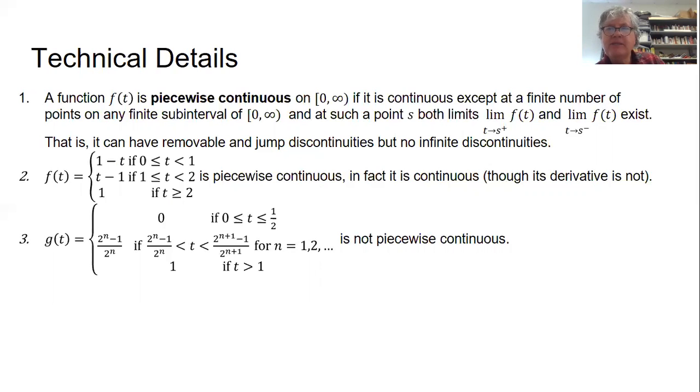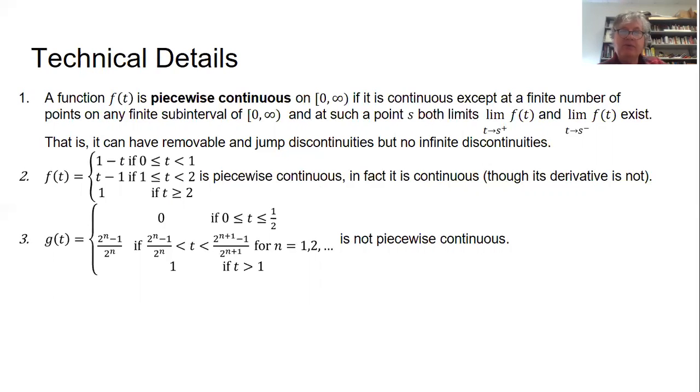The other requirement is that the limits from the left and the right at any point exist. They don't have to equal each other. They don't have to equal the value of the function at that point. So you're allowed to have removable and jump discontinuities, if you remember those from calc, but you can't have asymptotes. You can't have infinite discontinuities.